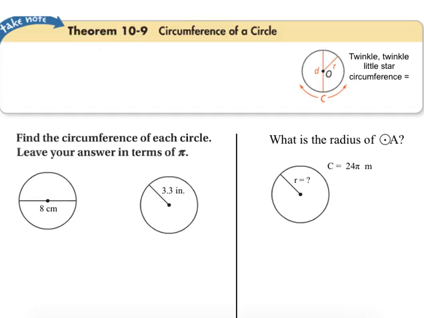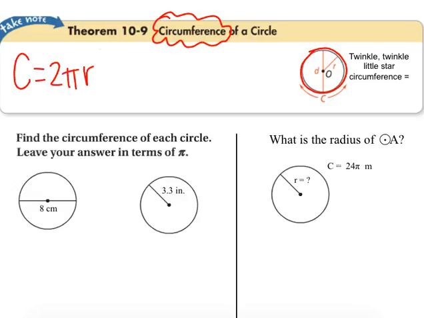Okay, now we're going to learn how to find the perimeter or the circumference of a circle. Again, that's the distance all the way around the circle. So the formula for that is circumference equals 2 pi r, or circumference equals pi d. And the reason for that is because I can fit 2 radii into one diameter. So that's why both of them work, okay?